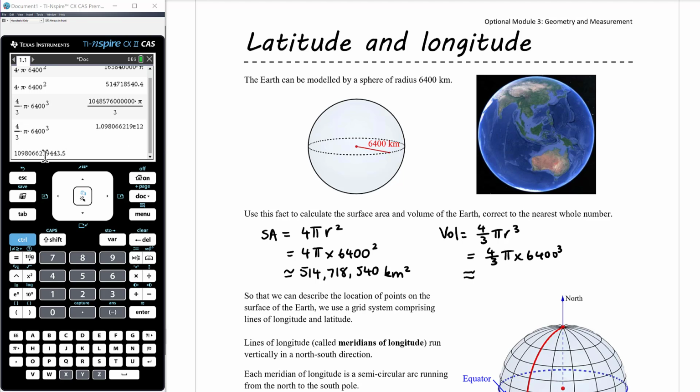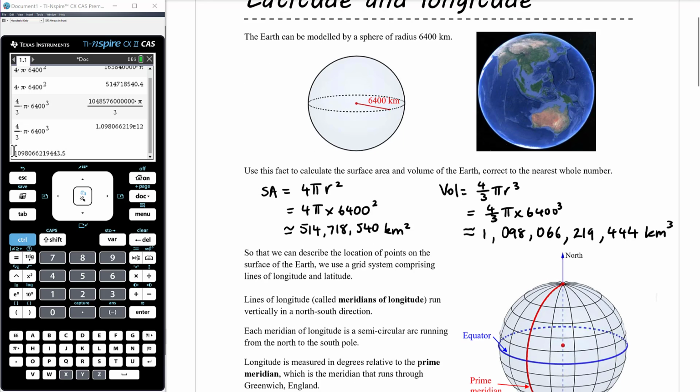Let me just say: millions, billions, trillions. 1 trillion 98 billion 66 million 219,440, now to the nearest whole number, 444 kilometres cubed for the volume of the Earth. So it's a big place.